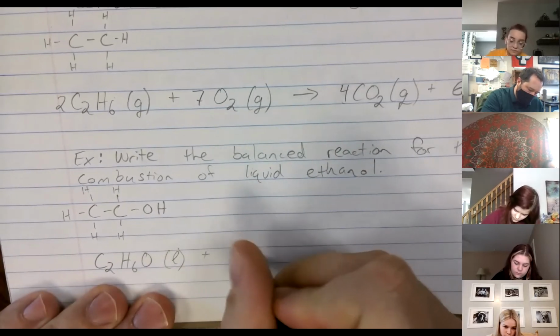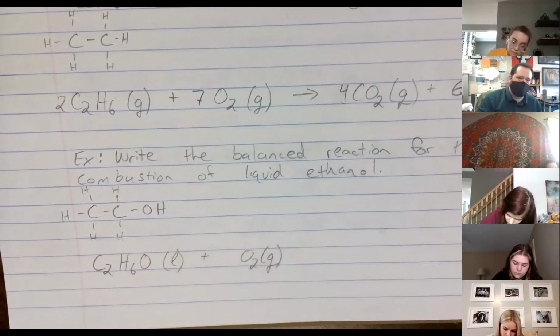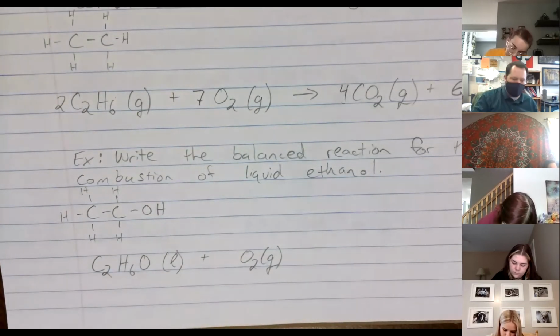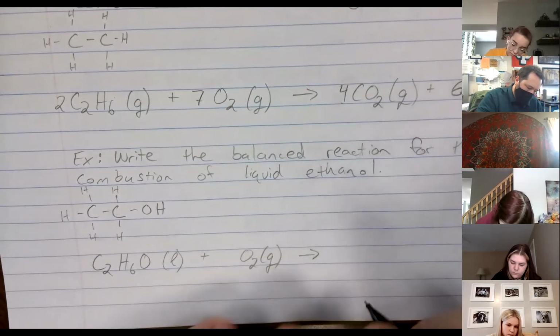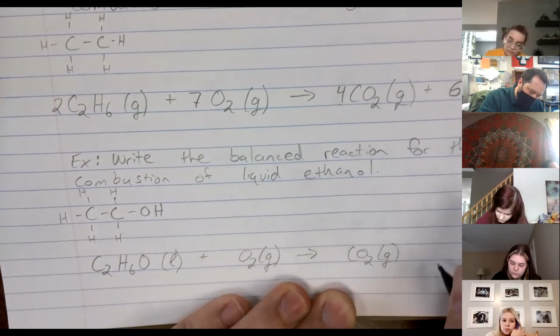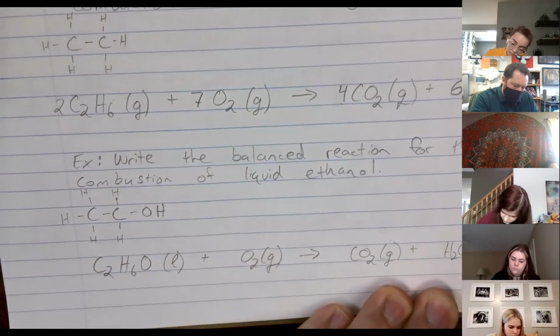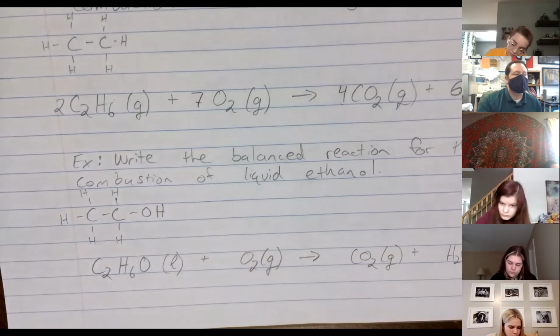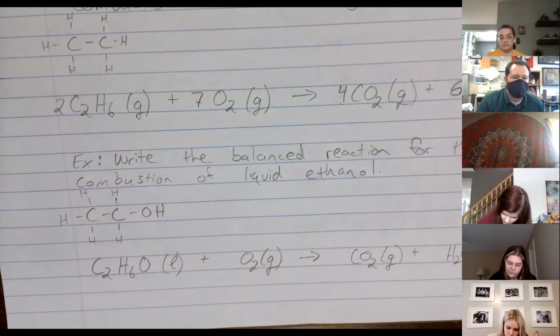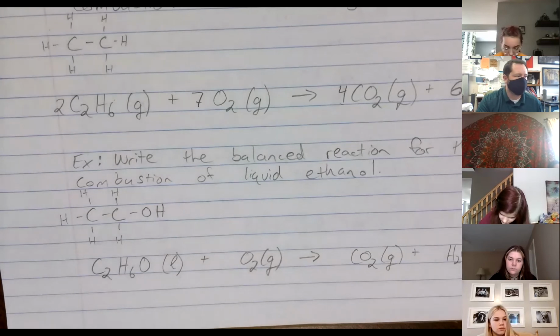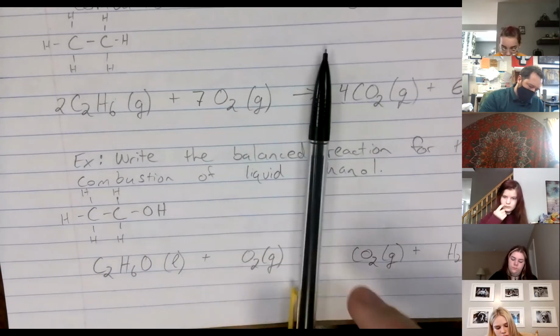The rest of it's pretty easy. It's going to react with oxygen. You need oxygen for a fire to go. And it's going to form carbon dioxide and water vapor. Okay, so that's the easy part, predicting products. But now we have to balance it.